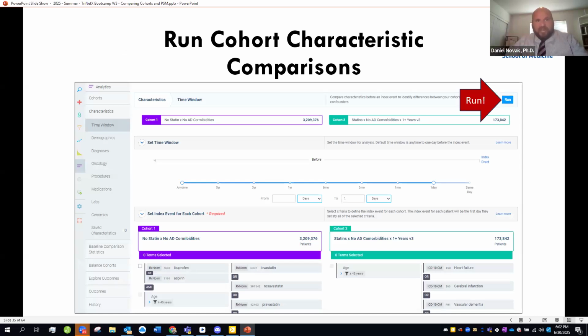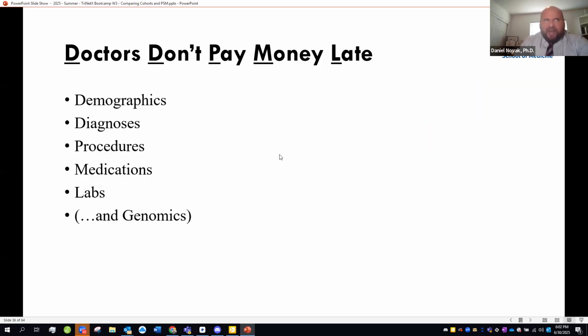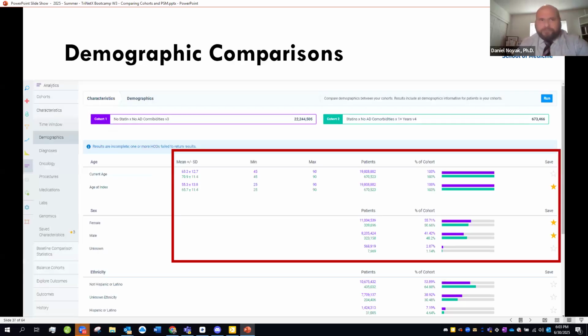The first thing to do, once you've established your timeline and your index events, and you're really clear on what features you need to come first and in what order, what the definitional components of your cohorts are going to be, and how far back you're looking, is hit the Run button in the upper right-hand corner on this characteristics time window page. And this is where I'm going to ask you to remember back to your doctors don't pay money late: demographics, diagnoses, procedures, medications, labs, and genomics if you're going to use them. But this is really essential as part of our ability to look for confounders in the study.